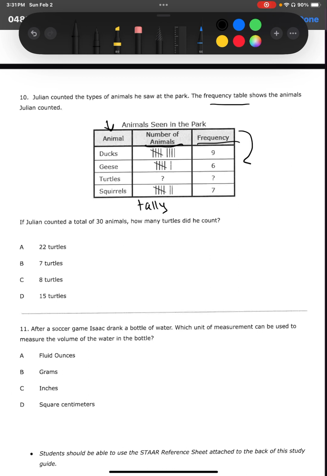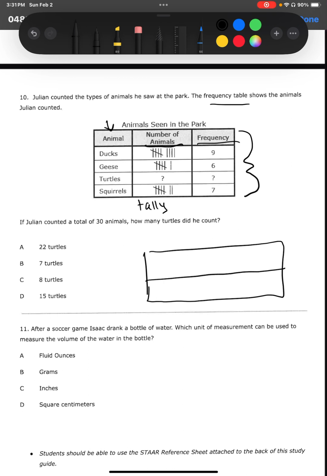When I look at this, I instantly know I want to turn this into a strip diagram because it organizes the information so nicely. And so I'm going to do that here. In the top, I always put my total number of animals. Do we know the total? Yes, it's 30 because it tells me he counted a total of 30 animals.